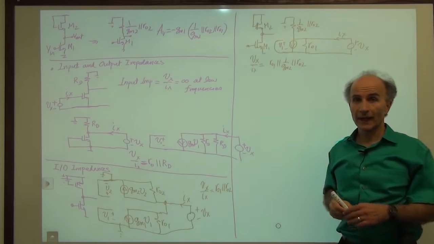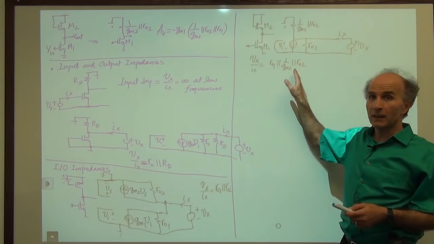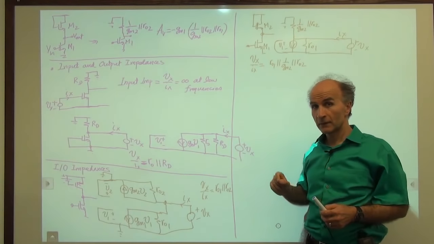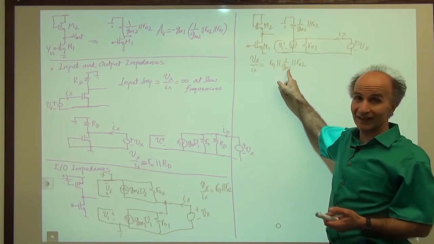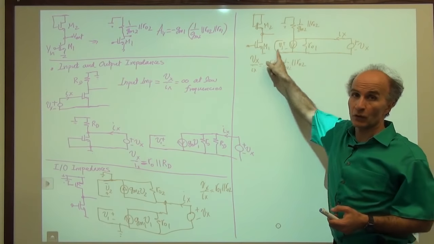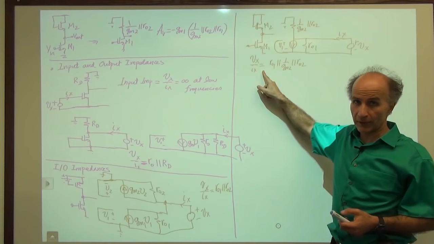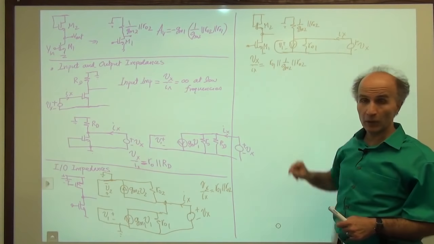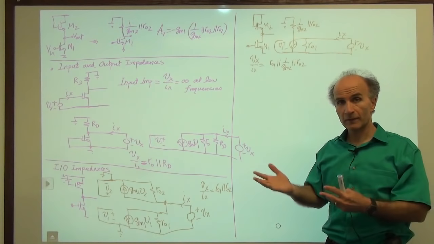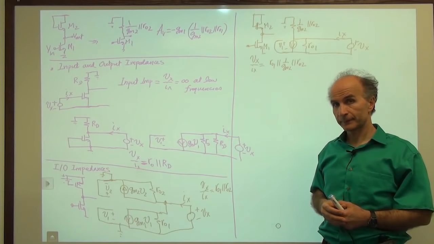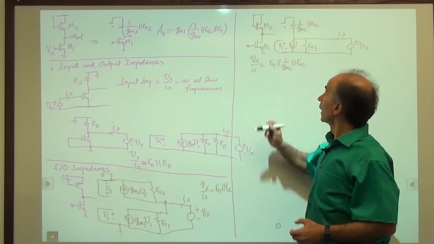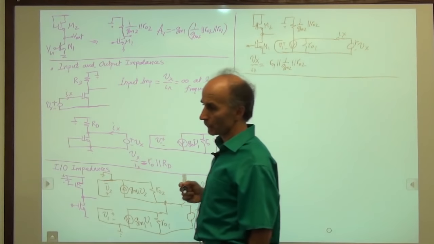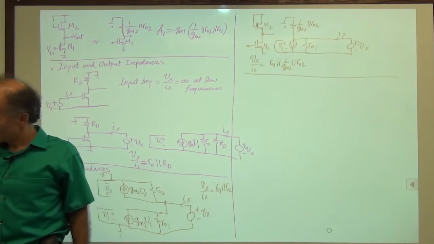We also note that even though we have three resistances in parallel, there's one that's dominant, this one, 1 over gm2. It is typically quite smaller than these two. So the overall output impedance of the circuit is approximately equal to 1 over gm2, because that's quite smaller than the other two resistors. Okay, so that is the output impedance of this stage. Very well.